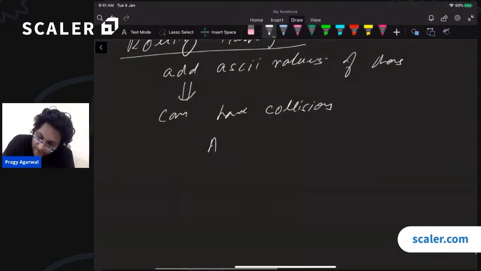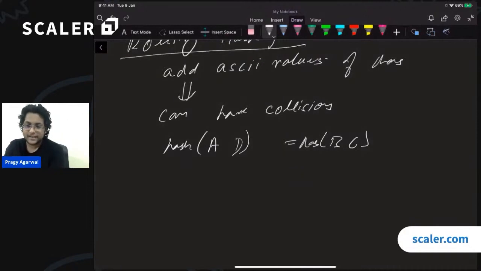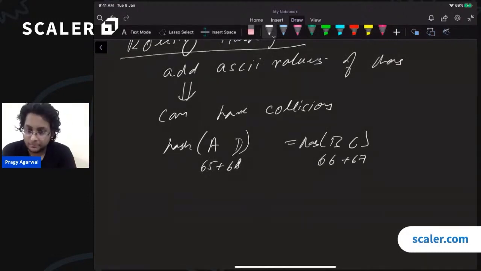Yes, we just saw what sort of collisions can happen. Suppose I have the string AD and I have the string BC, then the hash of AD will be equal to the hash of BC, if my hash is just the sum of ASCII values, because this will be 65 plus 68, and this will be 66 plus 67. Both will have the same value.